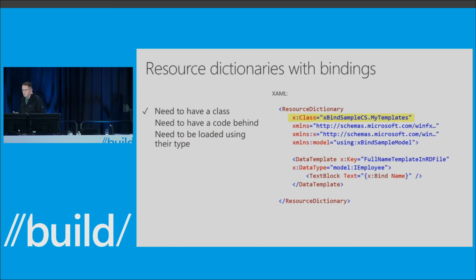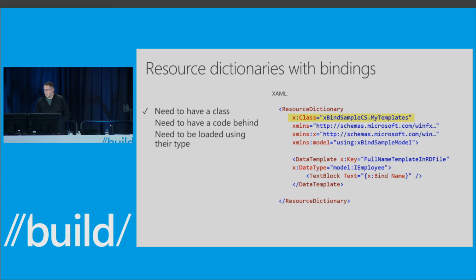It's pretty common with data templates to want to put them inside of a resource dictionary so they can be used in multiple places in your application. If you do that, we need to have a place to go stick the code gen for that data template. And so there's some extra steps you need to do if you're using xbind inside of a data template inside of a resource dictionary. First change is you need to give it a class.